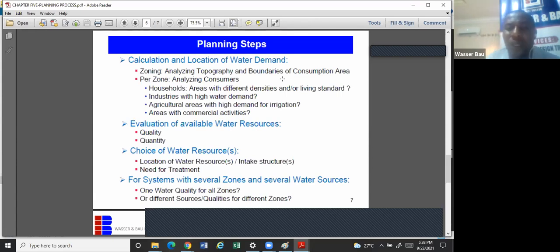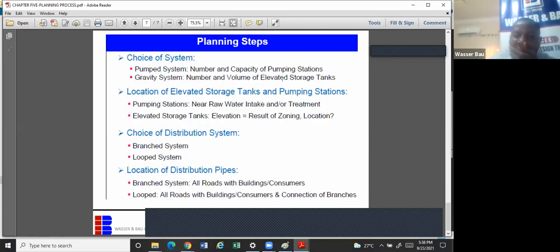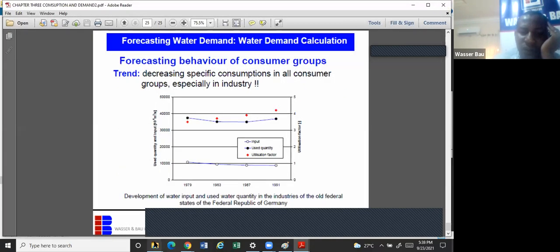Zoning, we talk about zoning. Say analyzing topography and boundary of condition area per zone. So you have to zone them. Choice of point. I think we'll read all this, we'll understand them. This is the end of chapter 5. We'll go to chapter 6. We're on track.